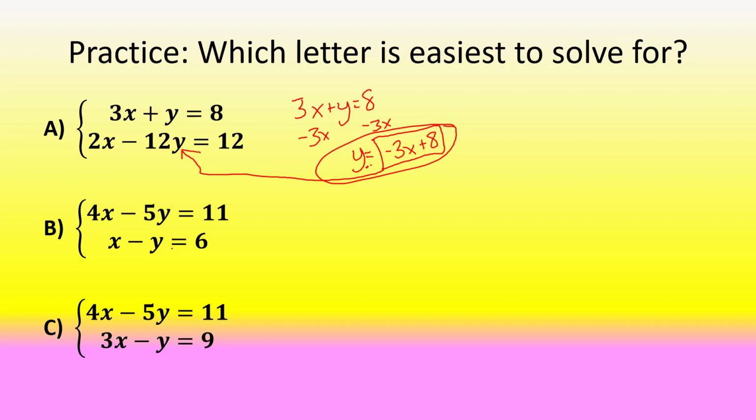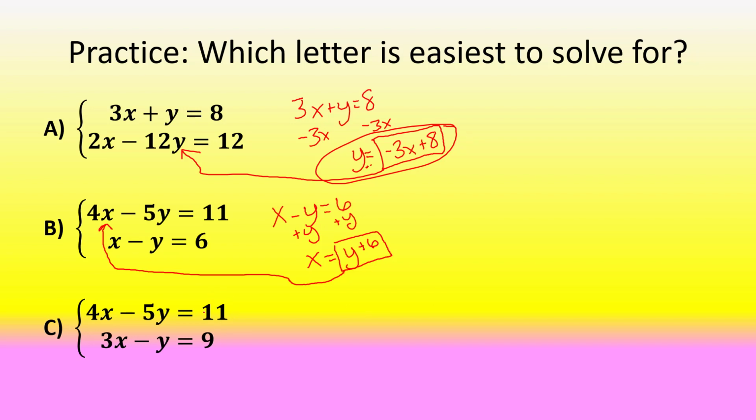All right, next problem. 4x minus 5y equals 11. Well, what's going to be easier to solve for? Here I would probably argue it's going to be easier to solve for x. That's one step. x minus y equals 6. So I'm going to add y to both sides, and x equals y plus 6. In this case, we have x equaling a particular value. We want to identify what it equals, and then we're going to plug that in so that we can solve the system of equations.